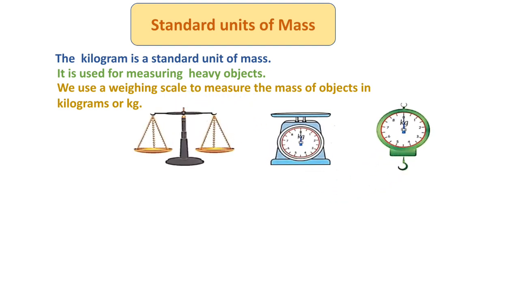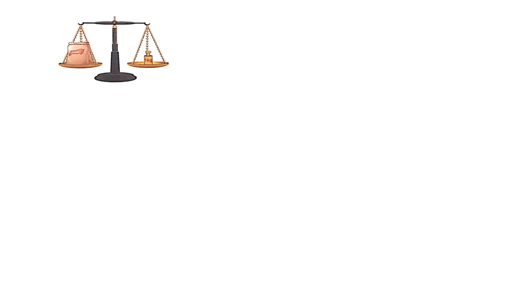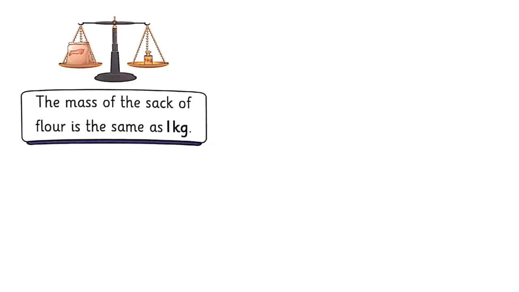Look at these machines. These all are weighing machines from which we can measure different objects. We place a weight on one pan and an object on the other pan to measure the mass of that object. For example, the mass of the sack of flour is the same as 1 kilogram. If they are equally balanced, it means the mass of the object and the weight is equal.